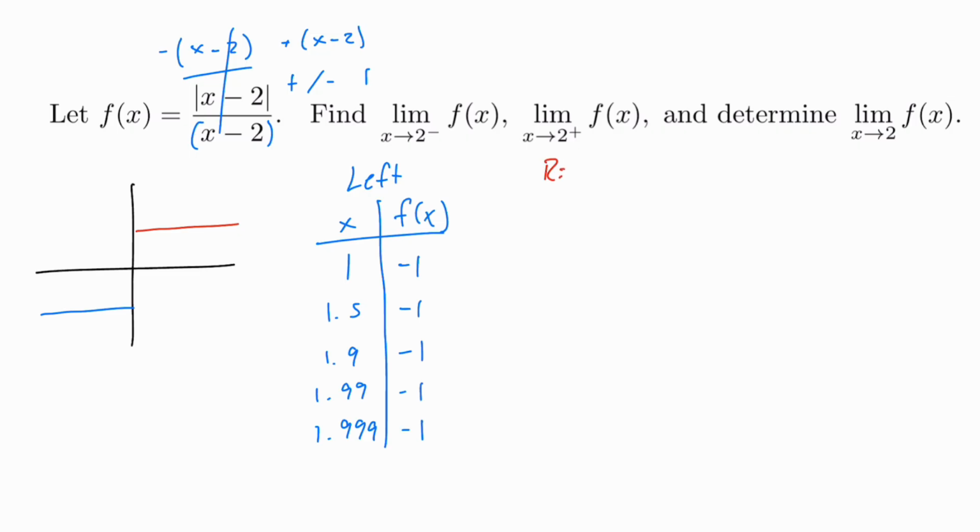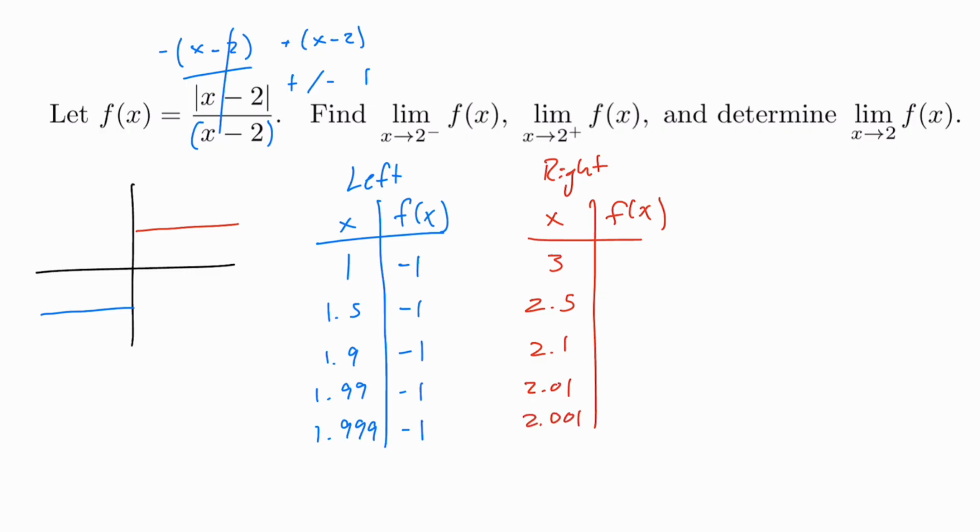And for our right-handed side, same thing. Slightly larger than 2, so let's start with 3 and work our way down. 2.5, 2.1, 2.01, and 2.001. We go ahead and plug these in and solve. We will end up with positive 1 for each of these. And our graph and tables are aligning here, but our limits, our left and right-handed limits, are not aligning. So our limit, as x approaches 2 of f of x, does not exist.